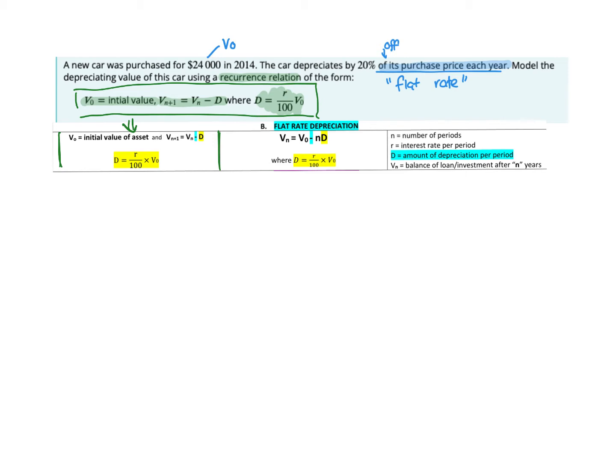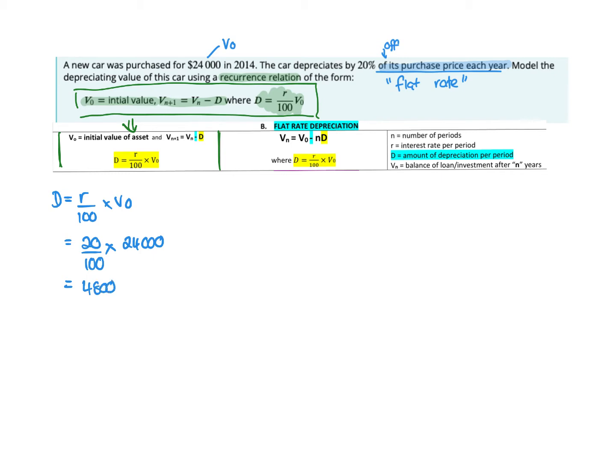All right, let's write this scenario as a recurrence relation. We first need to find the D value, so let's work that out first. D equals the rate over 100 times VO. In this example, it's going to be 20 over 100 times 24,000, because that's our initial value. So that's 4,800.